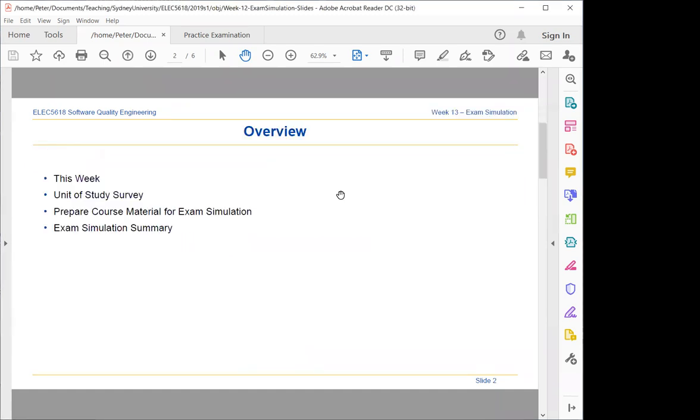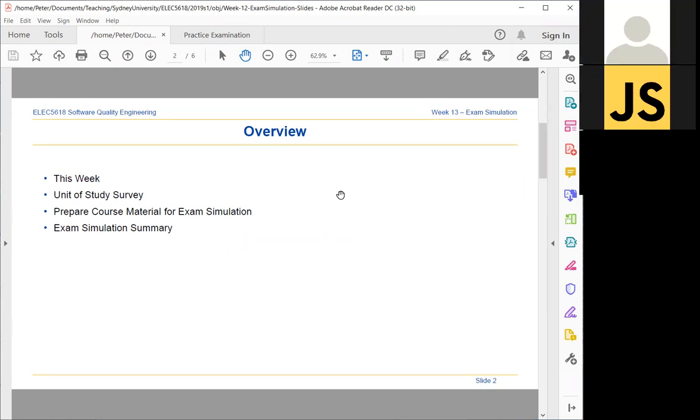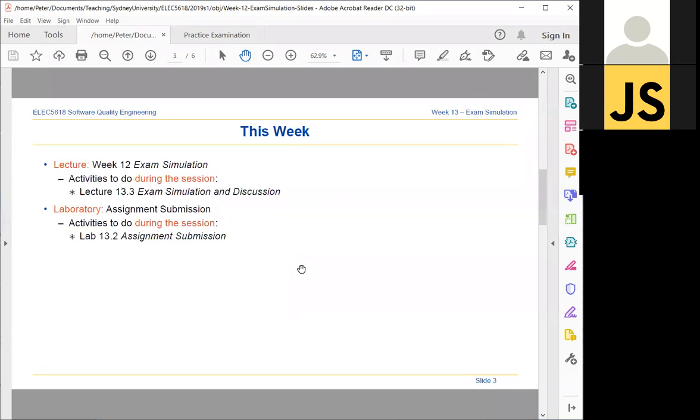And then the overview for today's session will be to look at what the activities for this week, both in the lecture and the lab. Also, the unit of study survey, which is already available on Canvas. Please, we would like you to spend some time to have a look at it and then give us your feedback and which would help us to improve. And then also the course materials, which you can also consider for the exam simulation, and then the entire summary for the exam simulation. So for this week, in the lecture, we'll talk about the simulation and also discussion regarding some questions or areas which you can also consider when you're preparing for the exams.